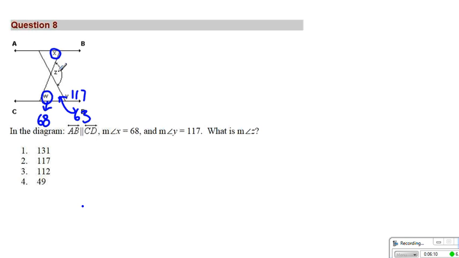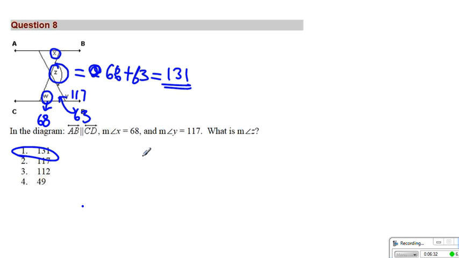Now, if you look at it, angle Z must be an exterior angle for this triangle, so therefore Z must be the sum of two remote angles. So 68 plus 63, which you end up getting 131. Which will be choice 1.